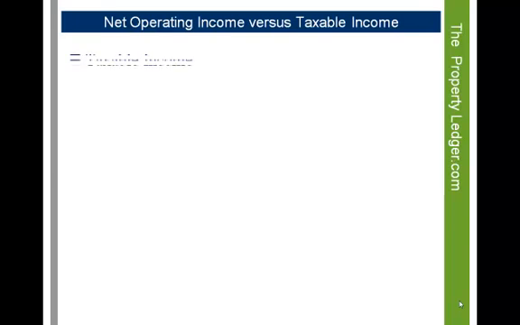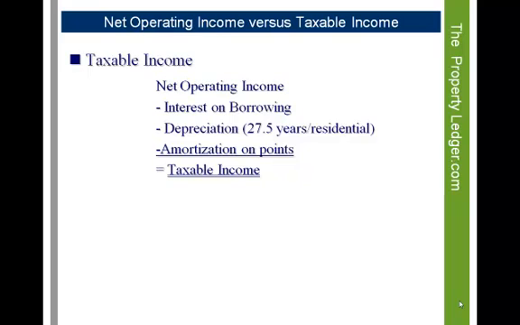And take a look at the net operating income versus taxable income. And the formula for taxable income begins with our net operating income. And from that, we're going to be backing out the interest on any borrowings that we have on our property. We're going to be subtracting depreciation, and we're going to get into that concept in just a minute. And then we're also subtracting amortization on any of various soft costs. One of the most common is points that we paid to originate our loan. And that brings us to our taxable income.